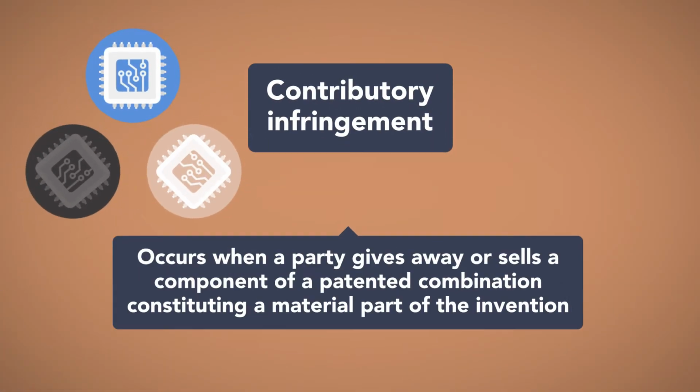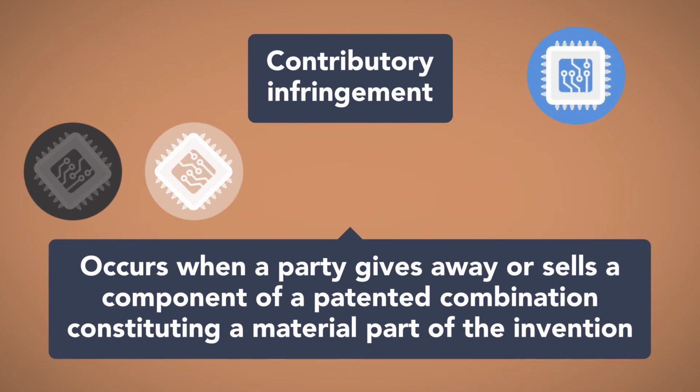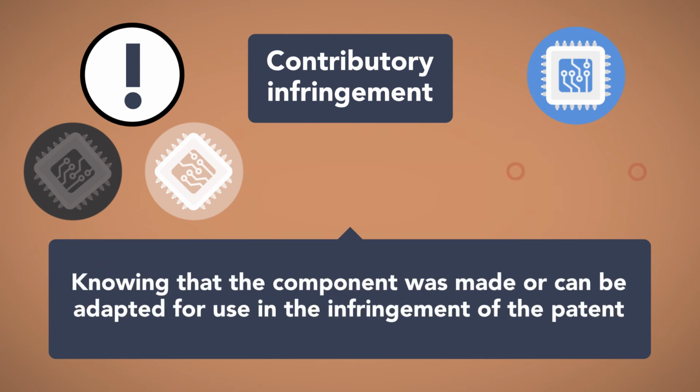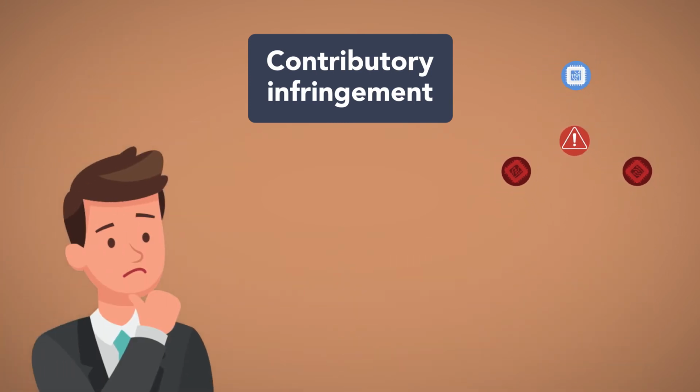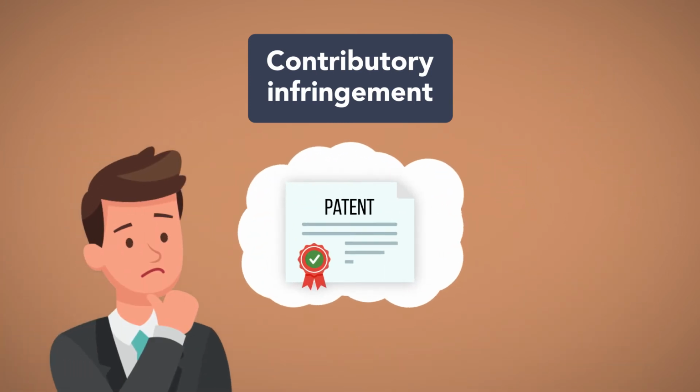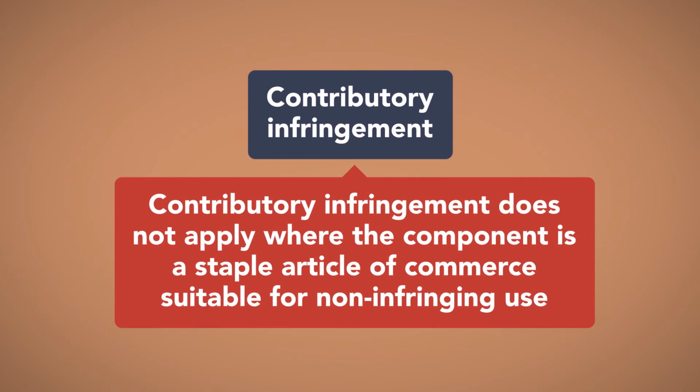Contributory infringement occurs when a party gives away or sells a component of a patented combination constituting a material part of the invention, knowing that the component was made or can be adapted for use in the infringement of the patent. As with induced infringement, the accused infringer must have knowledge of the patent. Contributory infringement does not apply where the component is a staple article of commerce suitable for non-infringing use.